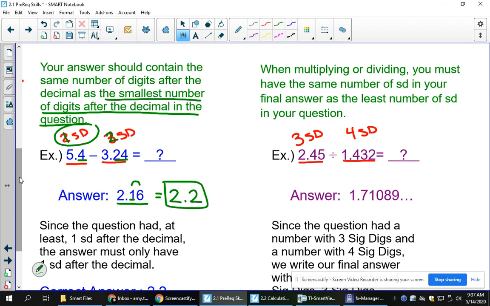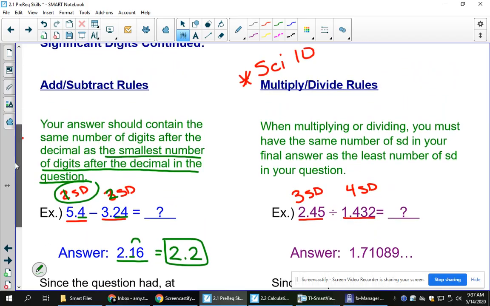Don't try and memorize that right now because that won't come into play until at least 30 level or maybe even university. For all of grade 10 and 11, we will only be using the multiply-divide rule. The multiply-divide rule is counting all of the sig-digs in the whole number. It doesn't matter if there's a decimal. And then writing your final answer as the least number of sig-digs.